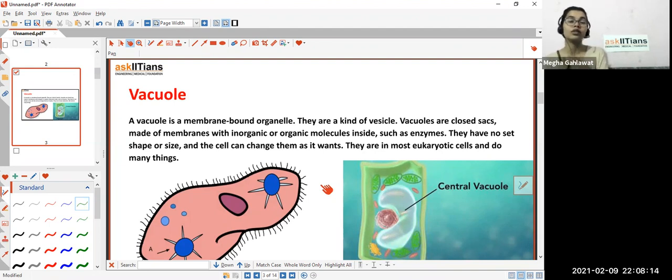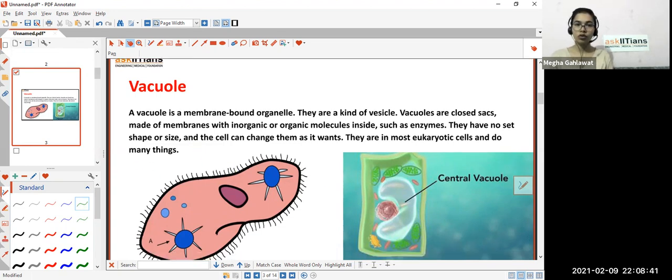Because they do the storage part of the plant cell, be it the water, be it food, be it different kinds of minerals or salts, or be it different kinds of secondary metabolites, or let's say secondary products such as gums and resins, right? Whereas in the animal cells, the vacuoles are not present as much, or if they are present, they are in smaller amounts or smaller sizes, right?